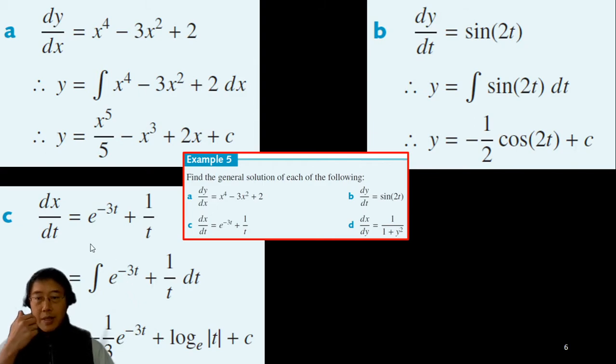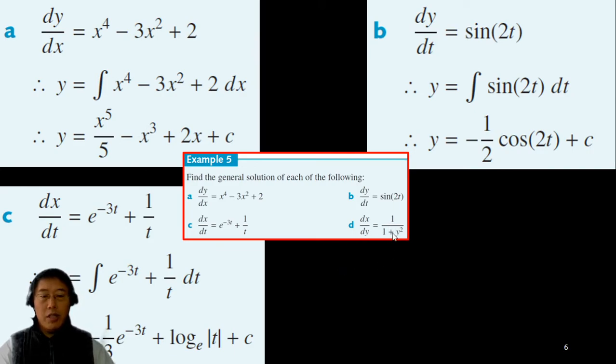Here with the next one, C, e to the power of negative 3t. So again, it's a composite function. You need to have that negative 3 factor become a negative 1 over 3 of the exponential. 1 over t is log of e. When you apply the log of e, don't forget your modulus, because you don't know the restrictions on the domain for t. And don't forget your constant.